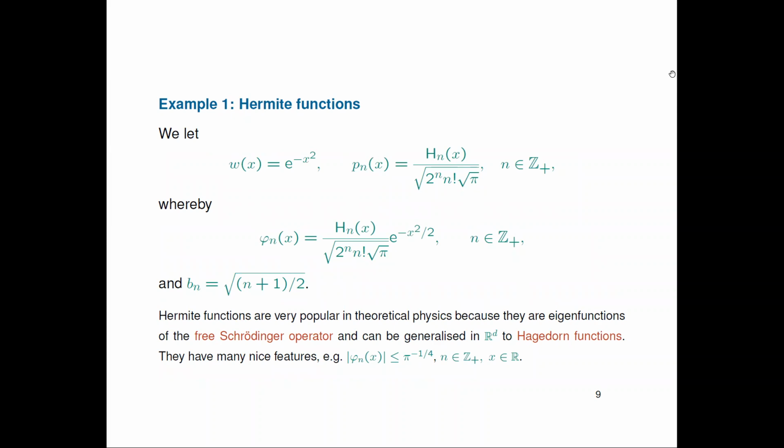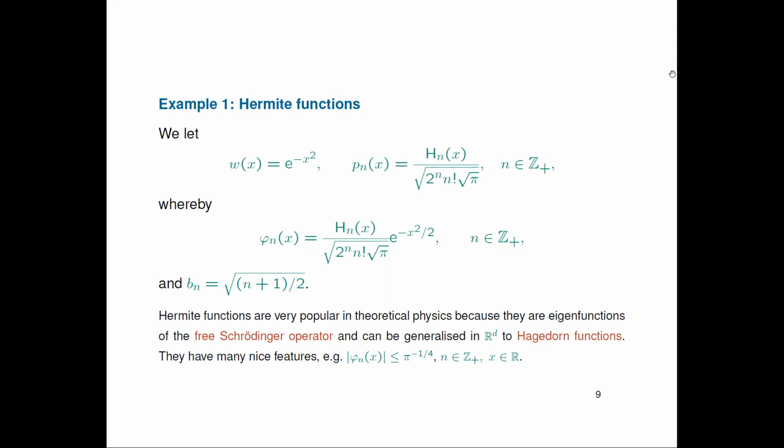One example familiar to everybody in theoretical physics are the Hermite functions. So Hn is the familiar Hermite polynomial. Pn, we want Pn to be orthonormal, so we divide it by the square root of the norm of Hn, and we obtain this function here. And phi n is simply the orthonormalized Hermite polynomial times e to minus x squared over 2. So you're absorbing the weight function into the function itself.